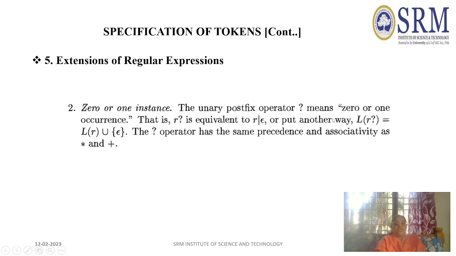And now coming to the 0 or 1 instance. So we have seen about 0 or more instances with Kleene closure, right? For 0 or 1 instance, you will be having this question mark symbol. Regular expression followed by a question mark means that it may appear, may not appear. Even if it appears, it will appear for one time. One instance it will appear.